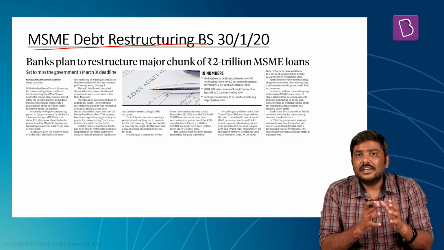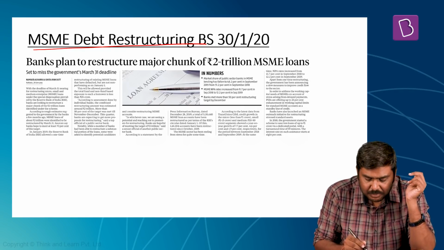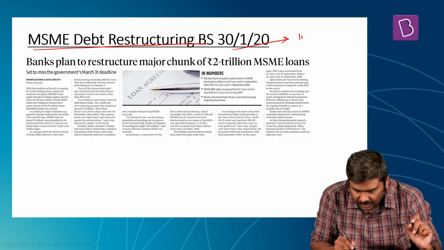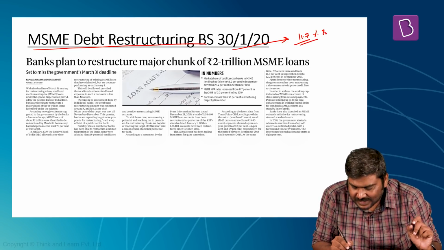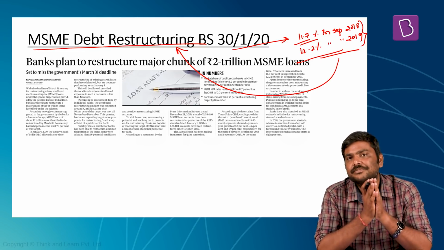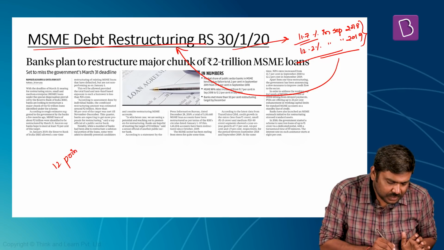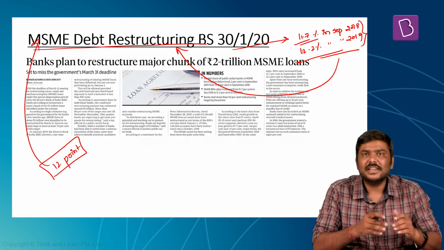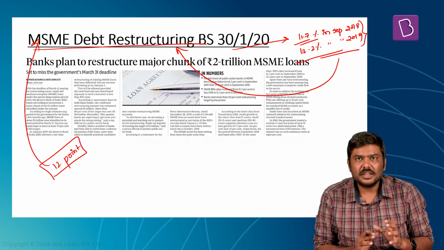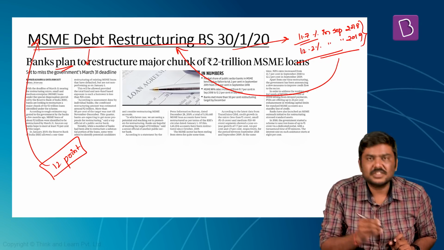So the MSME sector is under stress in recent times. And as per various surveys, the NPAs in the MSME sector have increased from 11.7% in September 2018 to 12.2% in September 2019. So there is huge stress in the MSME sector. So the Government of India has announced 12-point reforms recently to address some of the issues in the MSME sector. This article discusses one very important reform that has been announced, that is MSME debt restructuring.